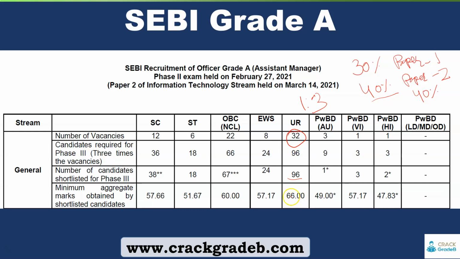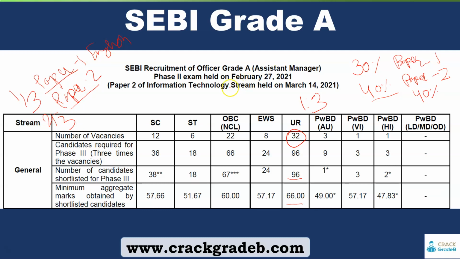After that, in Phase 2, 66 was the cutoff of Phase 2, meaning Paper 1 and Paper 2. Paper 1 was the English descriptive, and Paper 2 various subjects like Costing, Companies Act, Finance Management, Commerce and Accountancy. So this was the cutoff. This was arrived at based on a formula, that was 1/3 of the total score of Paper 1, 2/3 of the score of Paper 2.